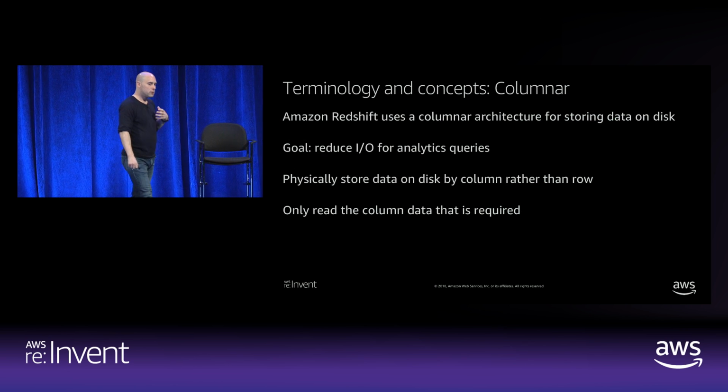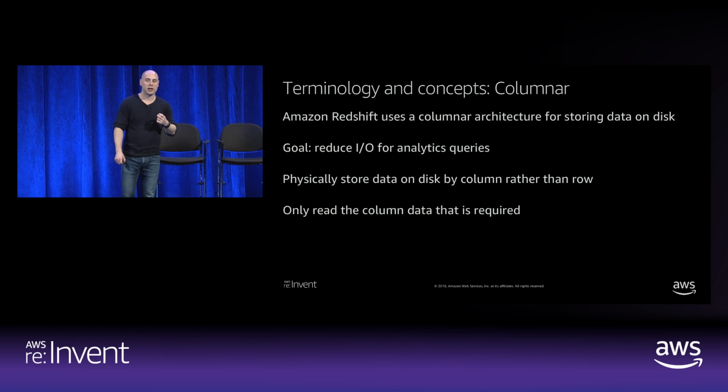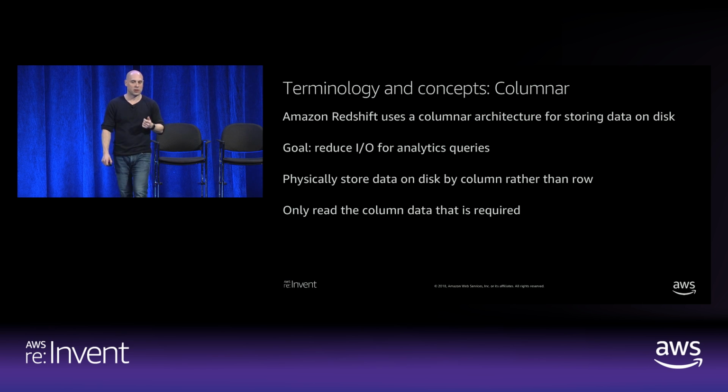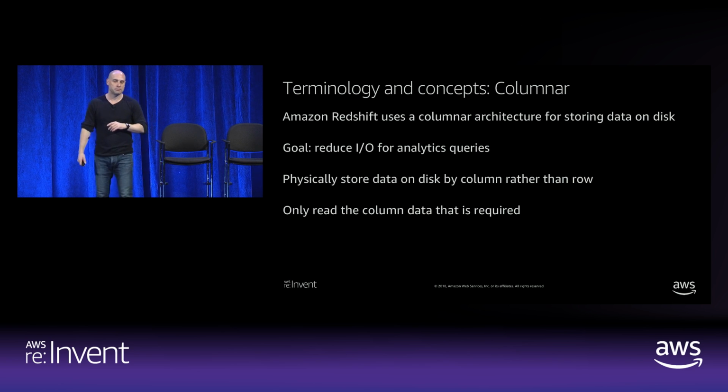The first piece of terminology I'm going to introduce you to is columnar. Redshift is a columnar data warehouse. What this means is that we store data on disk column by column rather than row by row like a traditional database like Postgres. The reason we do this is that the types of queries that you typically execute in an analytics database usually only query a subset of the columns. So we're able to reduce the amount of I/O that needs to be done.